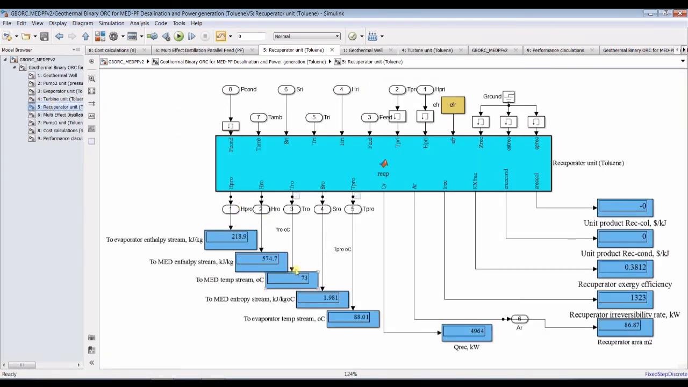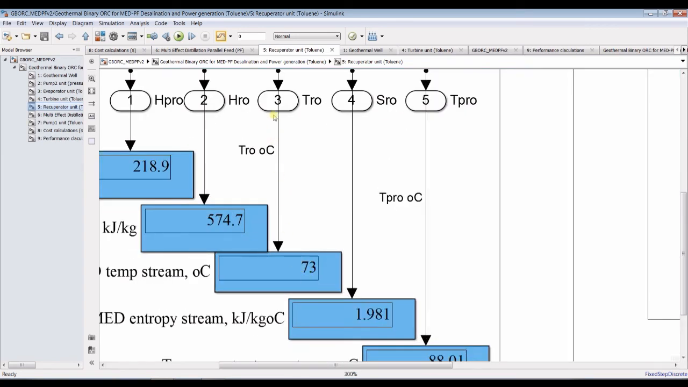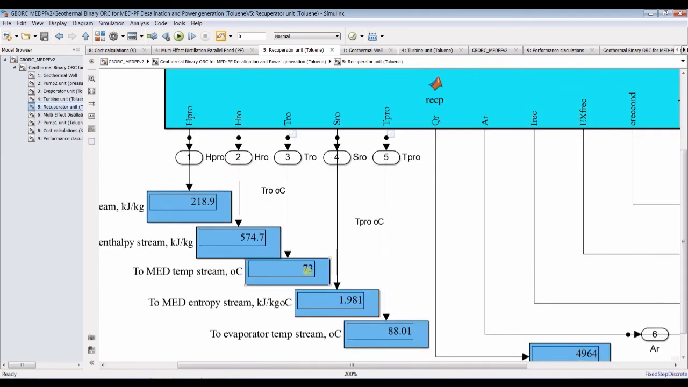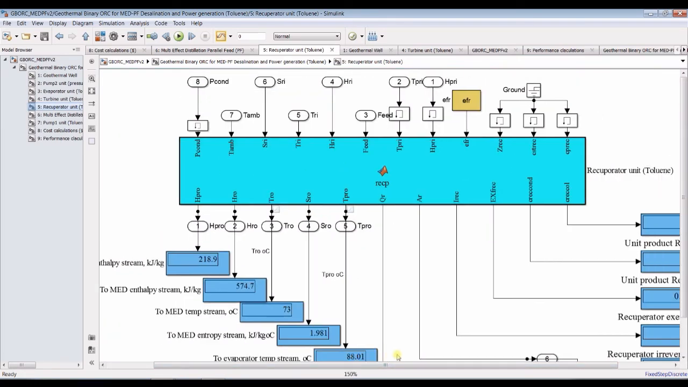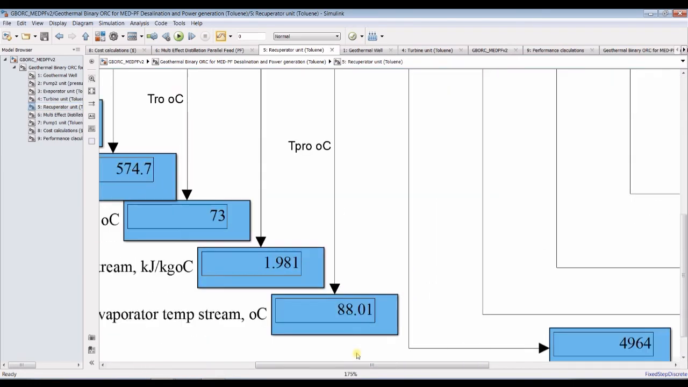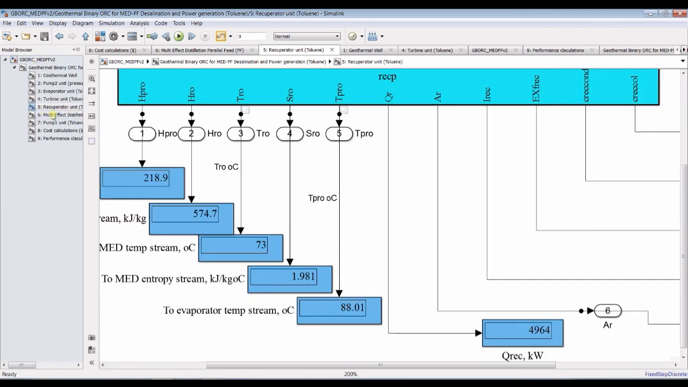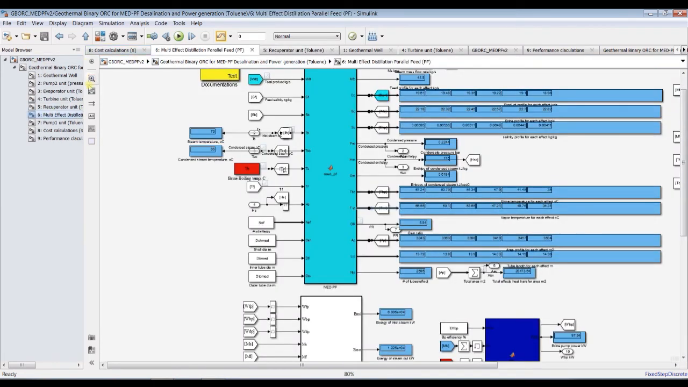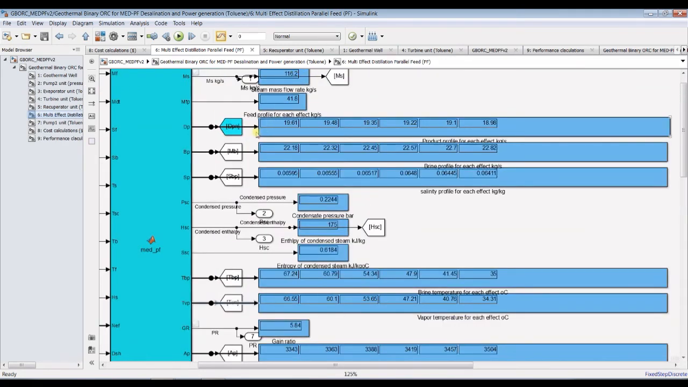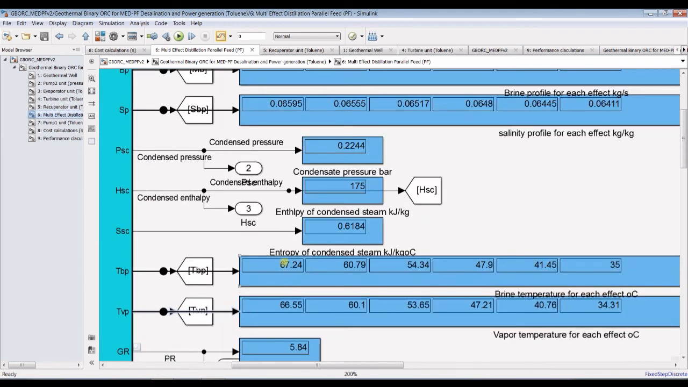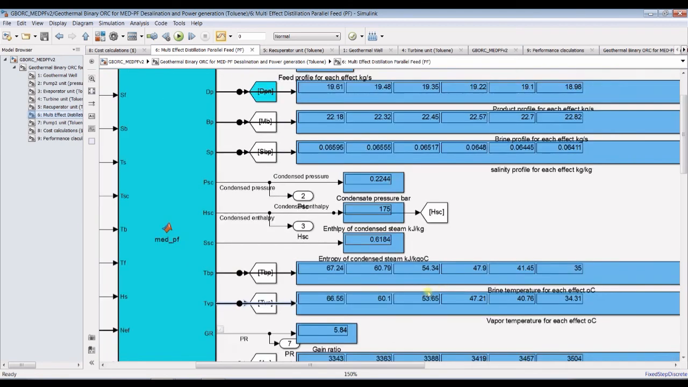From the evaporator, as you can see here, it is 73. This is the steam temperature for the first effect, and this is the preheated steam through the evaporator, at 88 degrees Celsius. And this is multi effect. Let's go for multi effect. You can discover total steam flow rate, distill profile, brine profile, salinity profile, brine blowdown profile, effect by effect. This is the first effect, second, third, fourth, 6 effects.